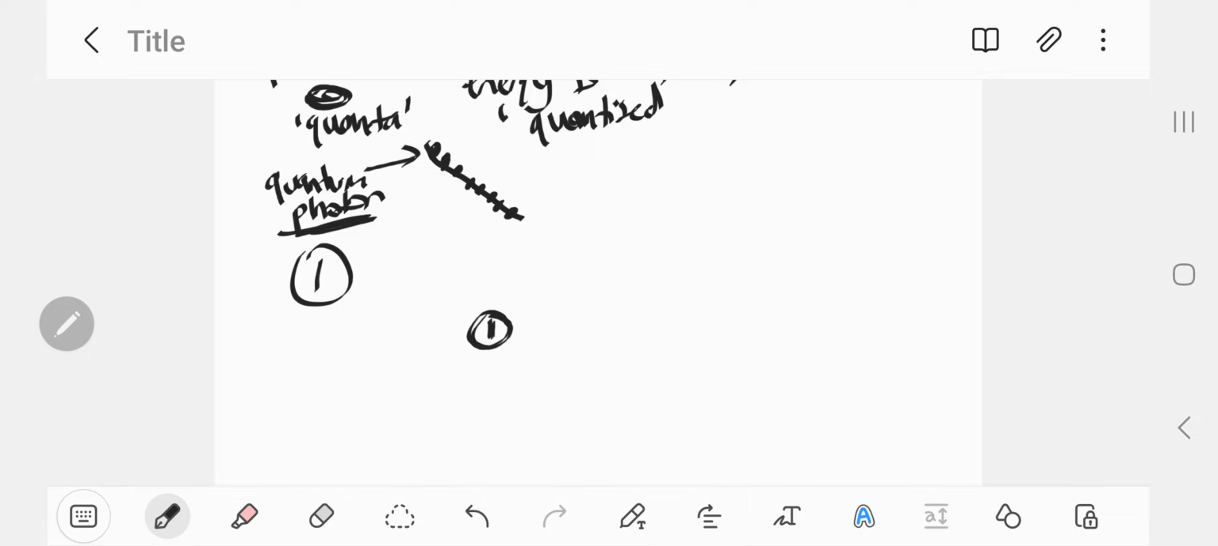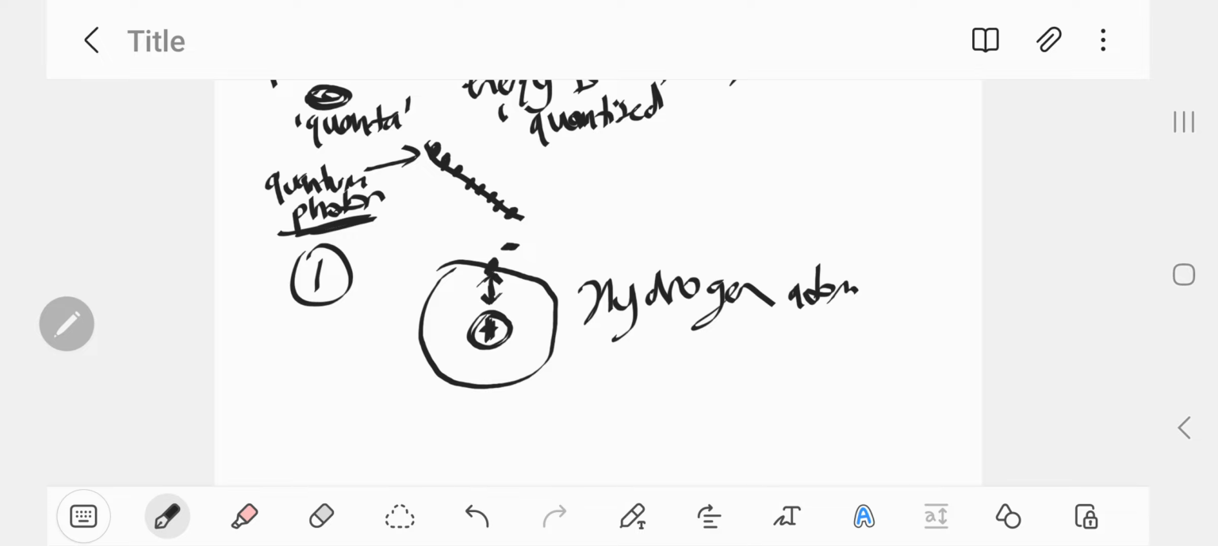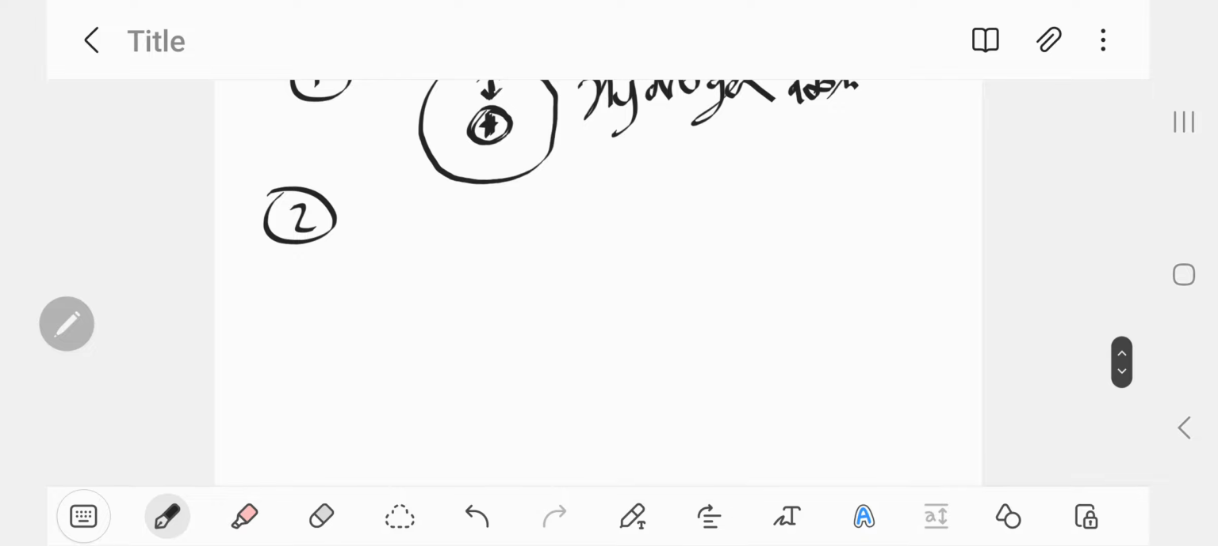So here's, let's say, a very simple atom. That's a proton. The simplest atom that Bohr worked on was hydrogen. Hydrogen's got 1 proton, 1 electron. And Bohr's reasoning was that electrons move in circular orbits and they're held in place by the attraction with the proton. So there's an electrostatic force there of attraction. That's a hydrogen atom here. That's the first postulate.